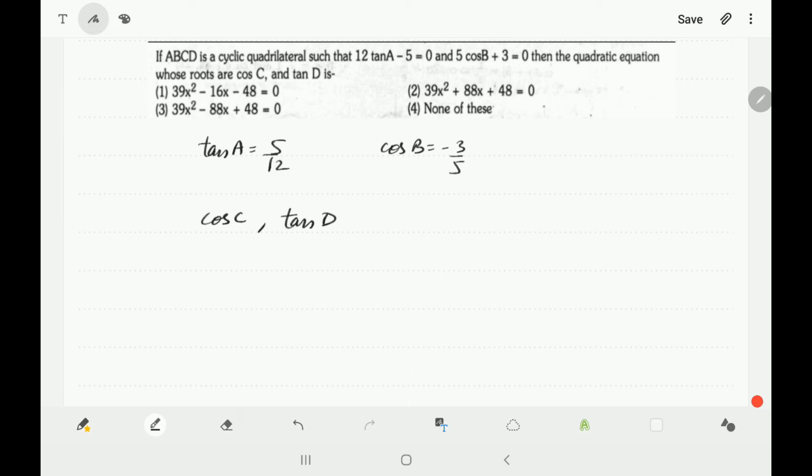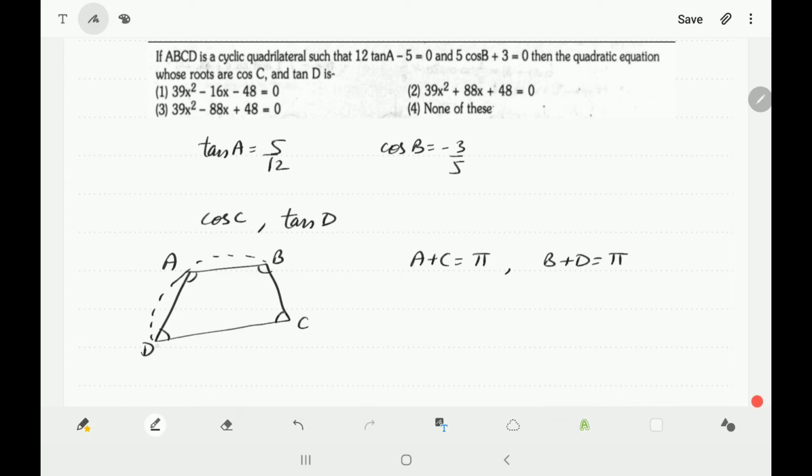Now you already know that in a cyclic quadrilateral, ABCD, the sum of opposite angles is 180 degrees. So A plus C will be equal to pi, and B plus D will also be equal to pi. A cyclic quadrilateral has one more property, that all the 4 points will lie on a circle. So from tan A you can easily calculate the value of tan C.